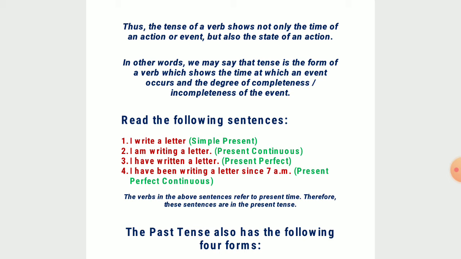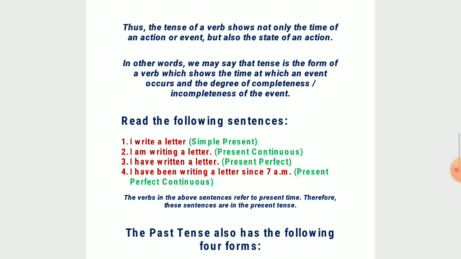In other words, we may say that tense is the form of a verb which shows the time at which an event occurs and the degree of completeness or incompleteness of the event. That means one thing you should all know by this time, that tense is actually the form of a verb which shows the time at which an event occurs, because ultimately tense is time, it is related with time. So we can say that it is the form of a verb which shows the time at which an event occurs and the degree of completeness or incompleteness of the event.